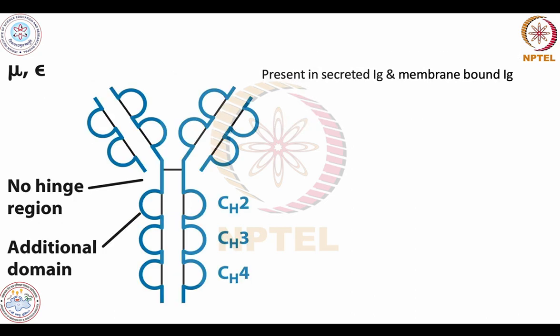Mu and epsilon are present in secreted immunoglobulin and membrane bound immunoglobulin. No hinge region is there. So an additional domain is there, which is CH2.